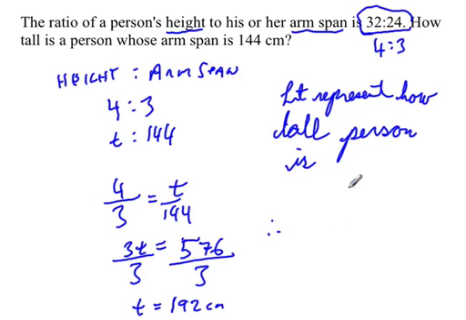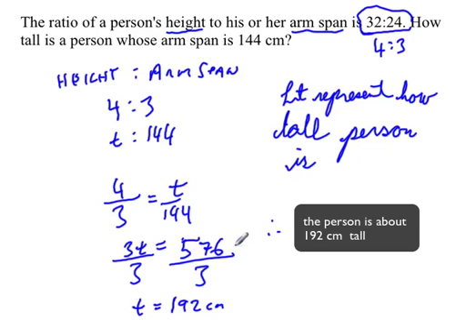So if the person's arm span is 144 centimeters, therefore the person is 192 centimeters tall.